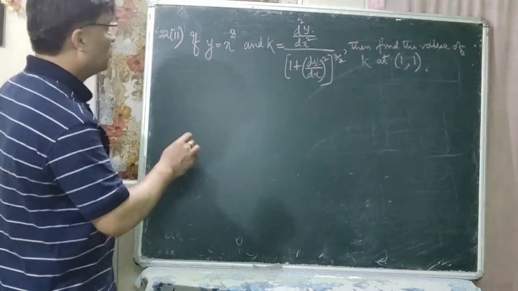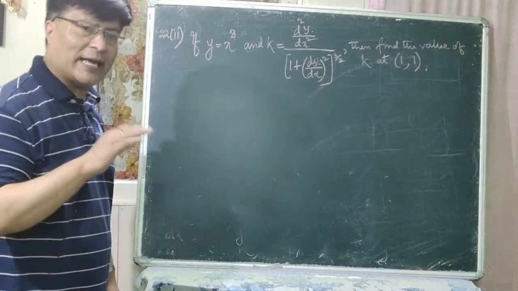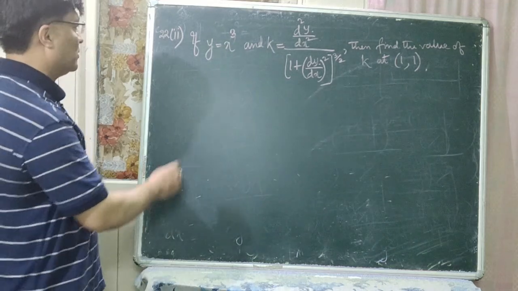Okay. Now from the first given, let us get the value for dy by dx as well as d2y by dx square. Okay.